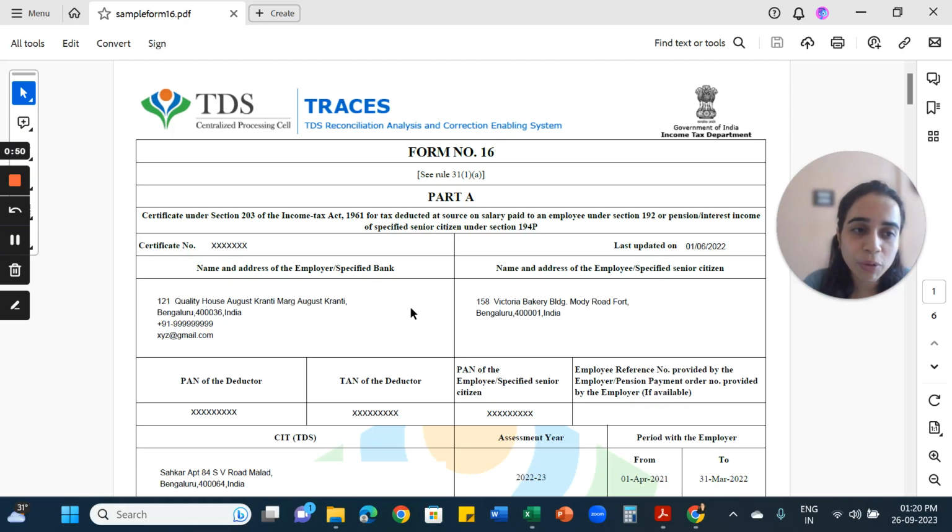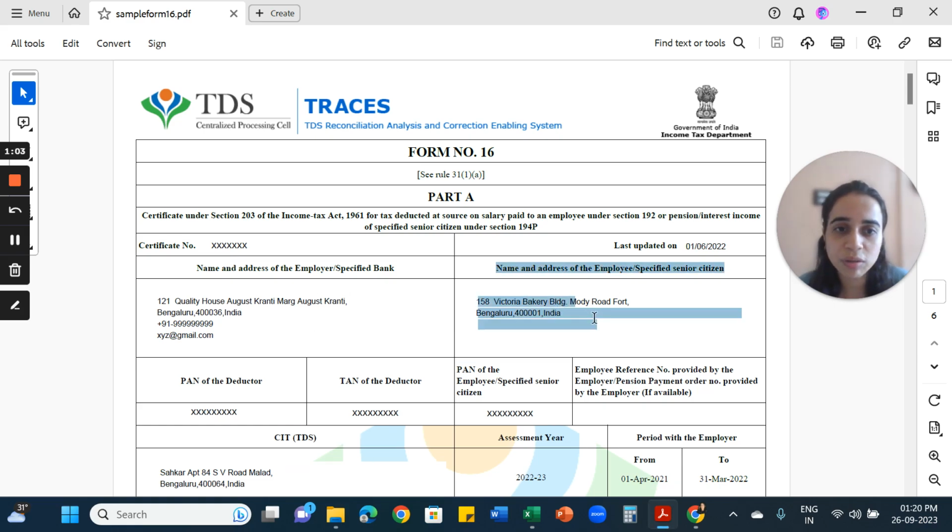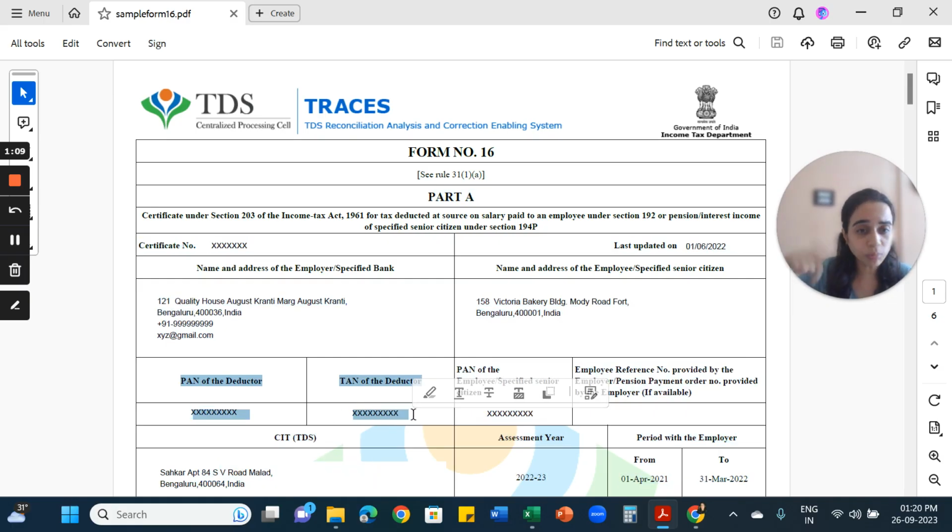Part A provides details of TDS deducted, which is deposited quarterly. It has the name and address of the employer, the name and address of the employee, the PAN of the deductor, and the TAN of the deductor. Deductor is who? जिसने TDS cut करा है, that is the employer.